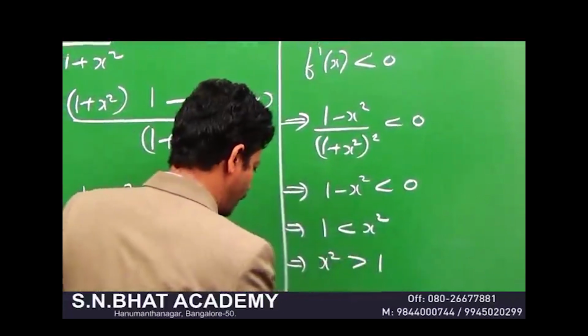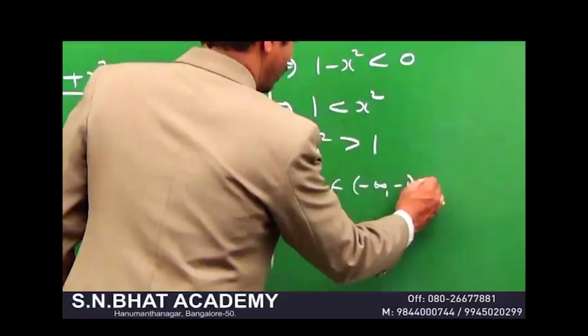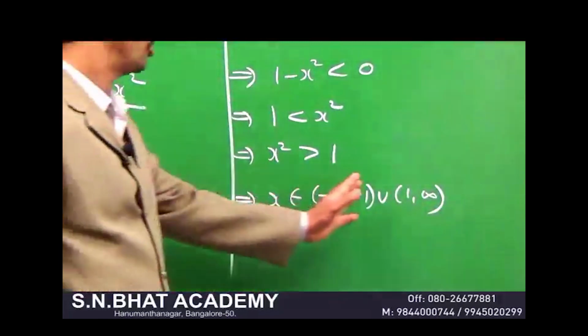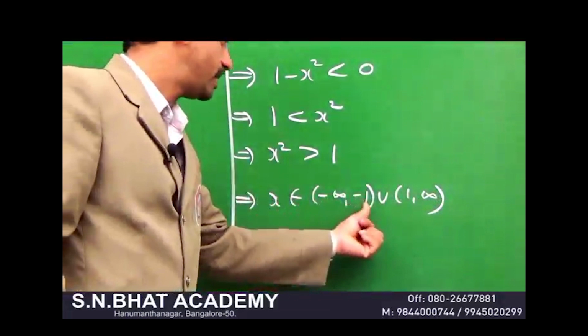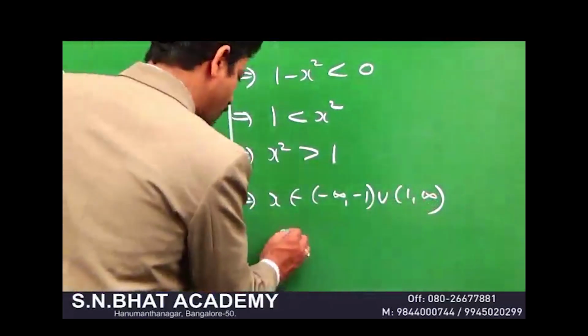X square greater than 1 means x belongs to minus infinity comma minus 1 union 1 comma infinity. For x square to be greater than 1, either x should be greater than 1 or x should be less than minus 1. So therefore x belongs to the interval minus infinity comma minus 1 union 1 to infinity. It is option number 1.